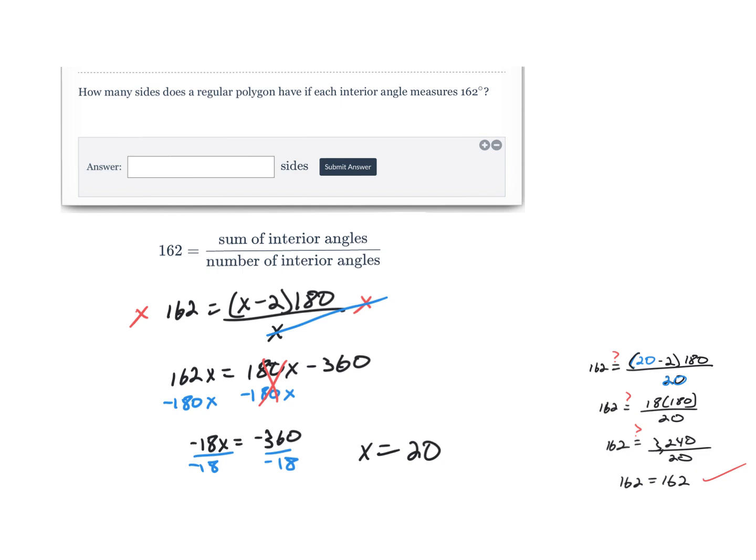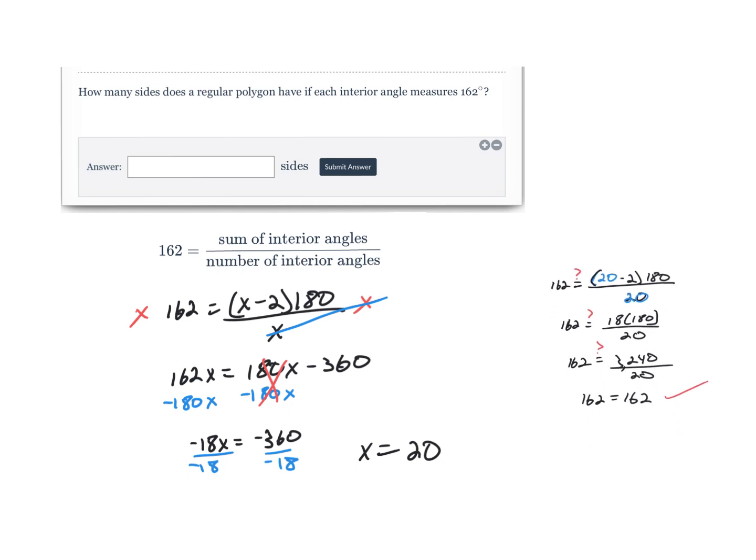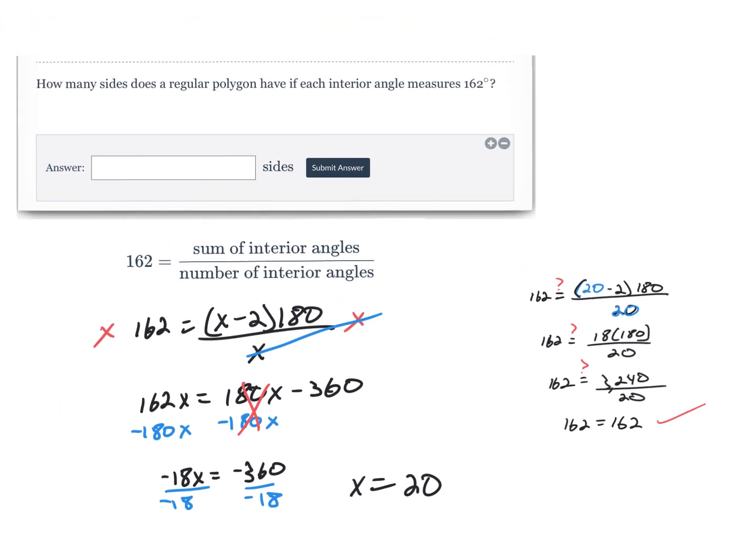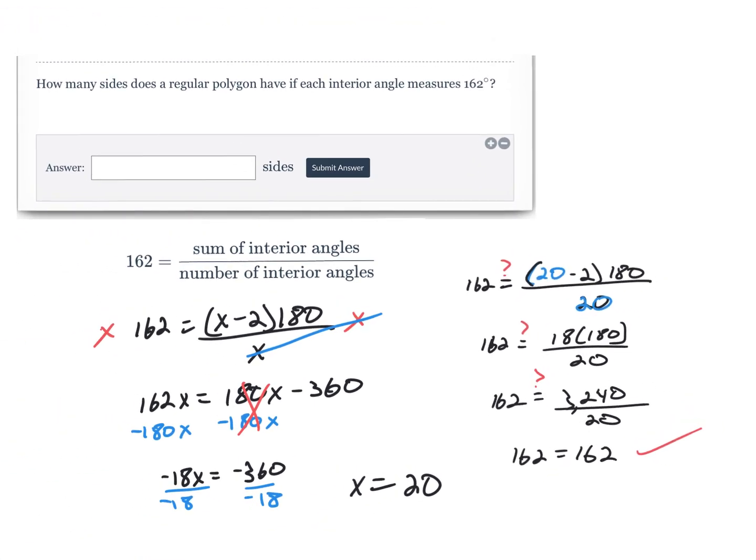Now you can check your work by plugging it in over here. If you plug in the 20 everywhere, we see this x, 20 minus 2 times 180, and see, does it equal 162 when you divide by 20? So 20 minus 2, 18 times 180, that's going to be 3,240, and when we divide by 20, we do get 162. So yeah, 162 equals 162.